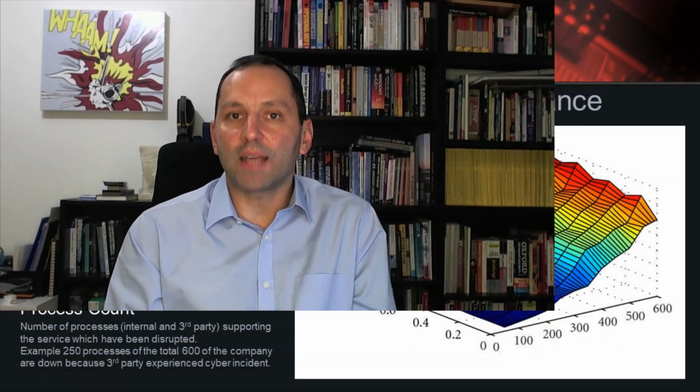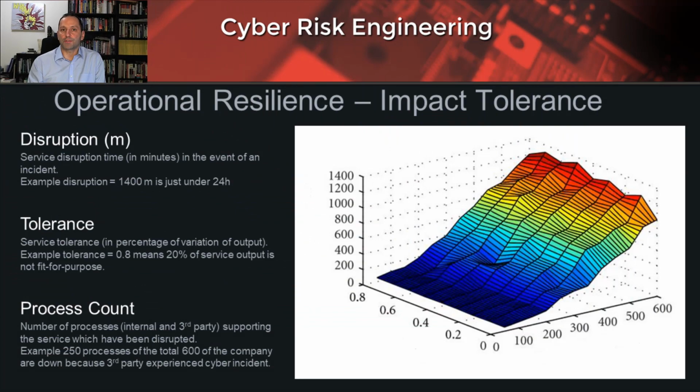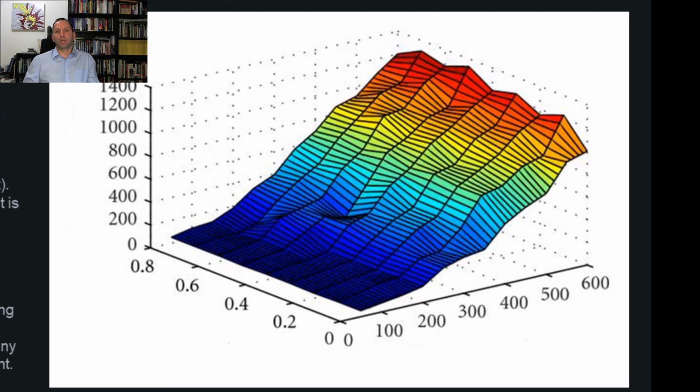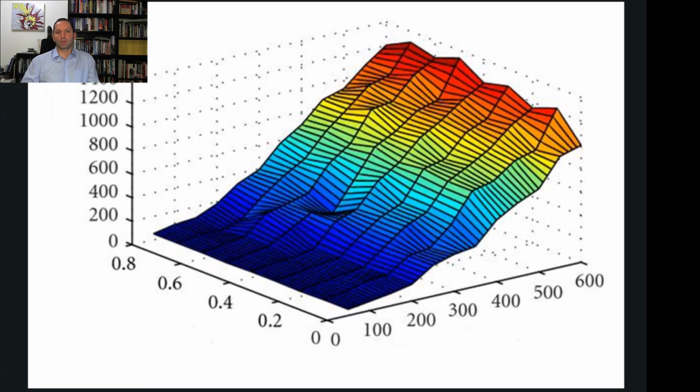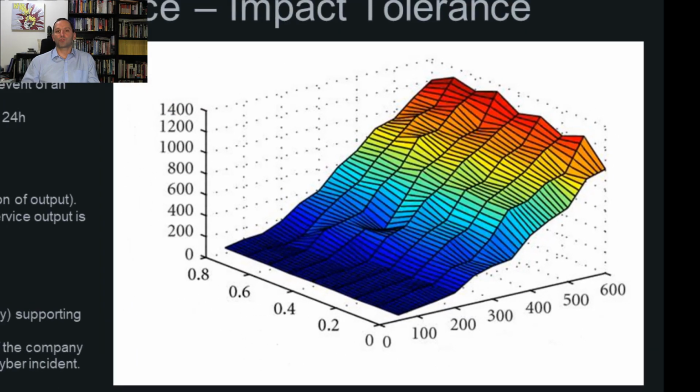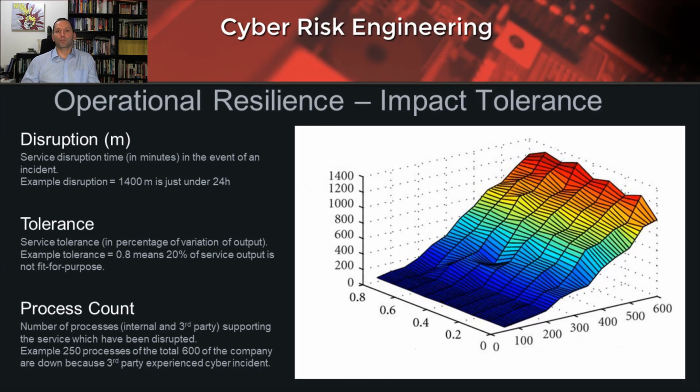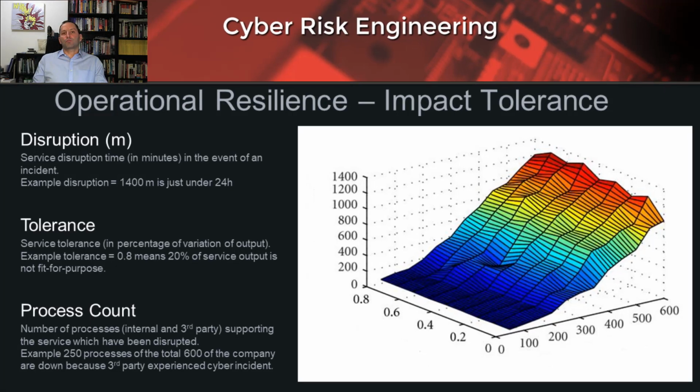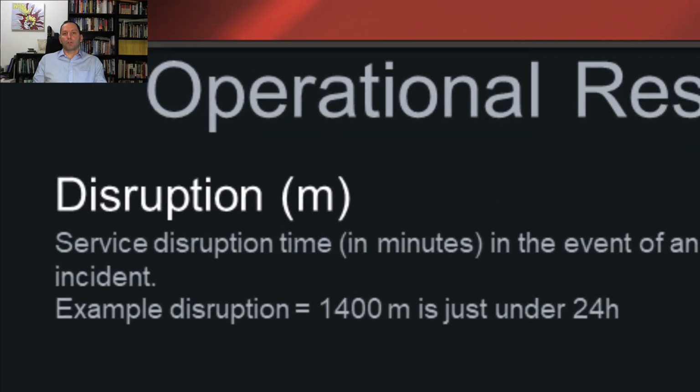This week we're talking about what is impact tolerance, and I'm going to share with you a rather complex graph and take you through my definition of impact tolerance. What you see on the screen is my definition of impact tolerance in 3 dimensions: disruption, tolerance, and also the number of processes, so the process count. We're going to be going through each of these and seeing how the sum could correspond to a definition of impact tolerance. Disruption, the first of dimensions that we're going to talk about today.